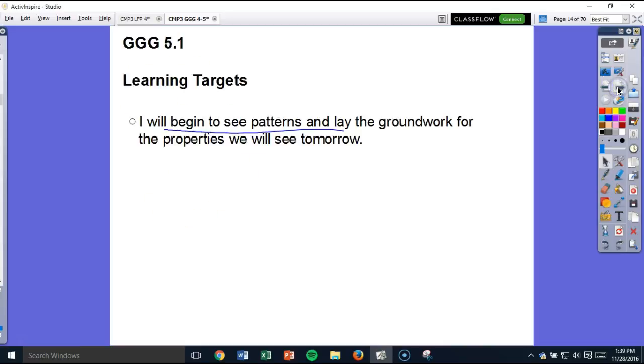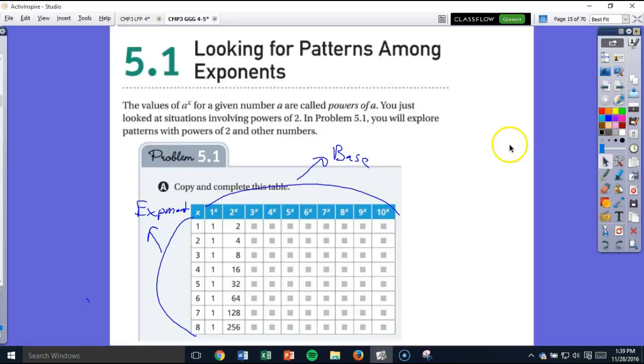As we look at 5.1, our learning target is to begin to see patterns and lay the groundwork for properties that we're going to start putting down tomorrow. We're going to learn some rules about exponents, but hopefully we can find some patterns today that will help guide us in setting the groundwork for those rules. In 5.1 on page 77, the values of a to the x for a given number a are called powers of a. We just looked at situations involving powers of 2. In Problem 5.1, we're going to explore powers of 2 and other numbers.